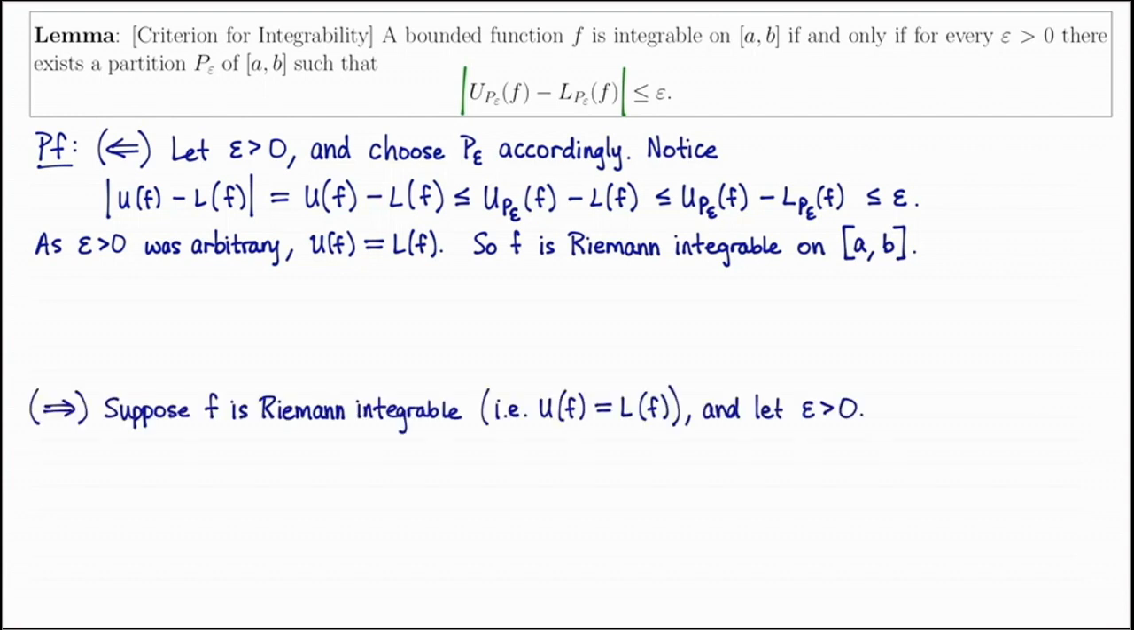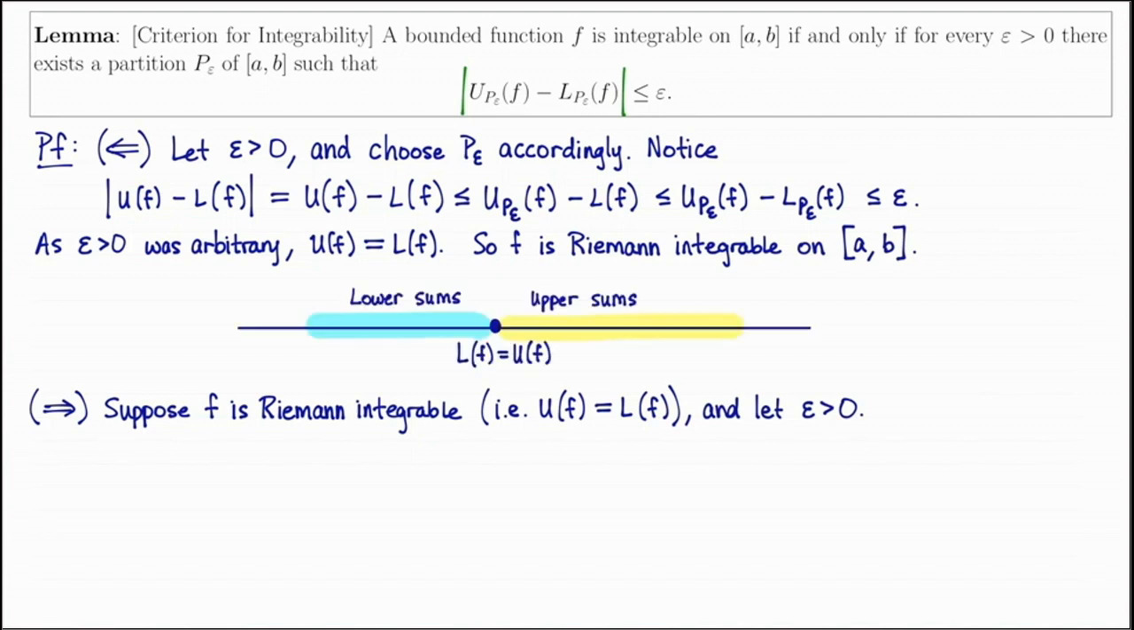So for this backwards direction, we're going to suppose that f is already known to be Riemann integrable on a to b. In other words, its upper integral U of f is equal to its lower integral L of f, and let epsilon be any arbitrary positive number. For this proof, it's going to help to have this little diagram here.